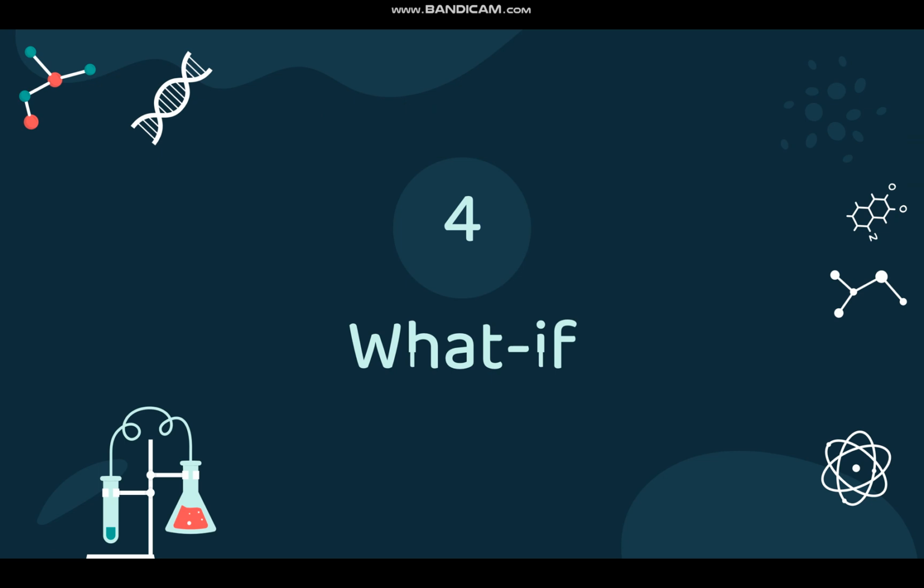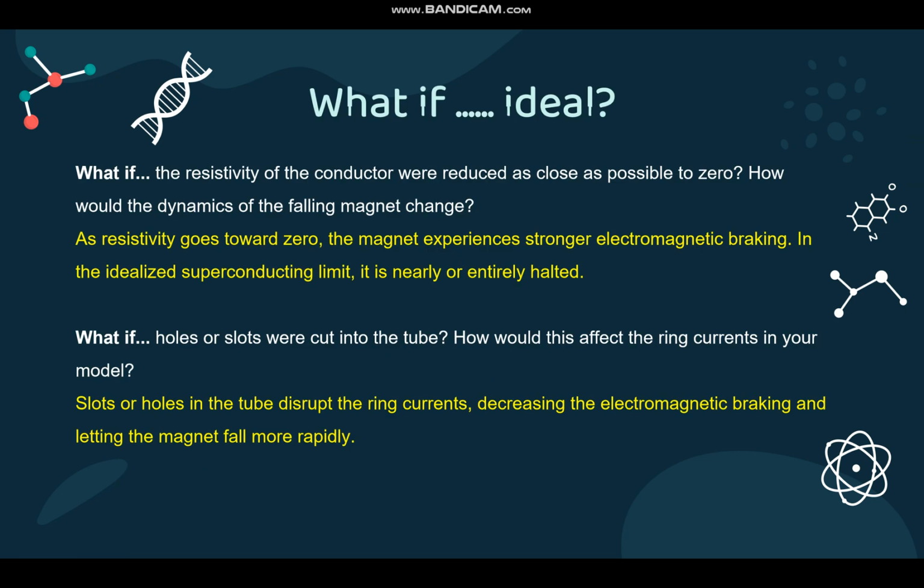Now let's come to the what-if part. What if the resistivity of the conductor were reduced to nearly zero? As the resistivity goes to zero, the magnet will experience stronger electromagnetic braking, caused by the induced current in each ring that makes up the pipe. So it will feel a larger braking force that resists it from falling. It might even stay in midair, in the middle of the tube.